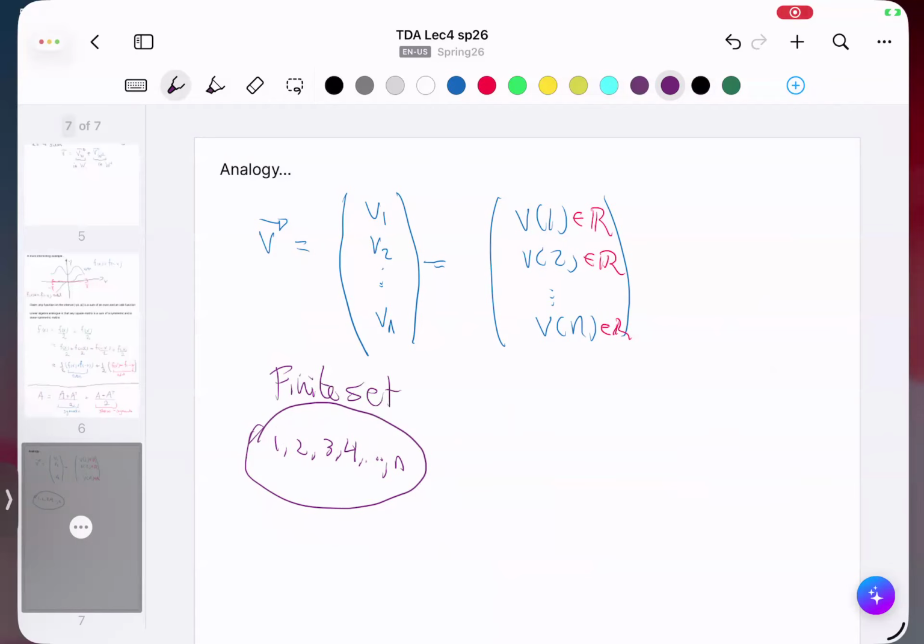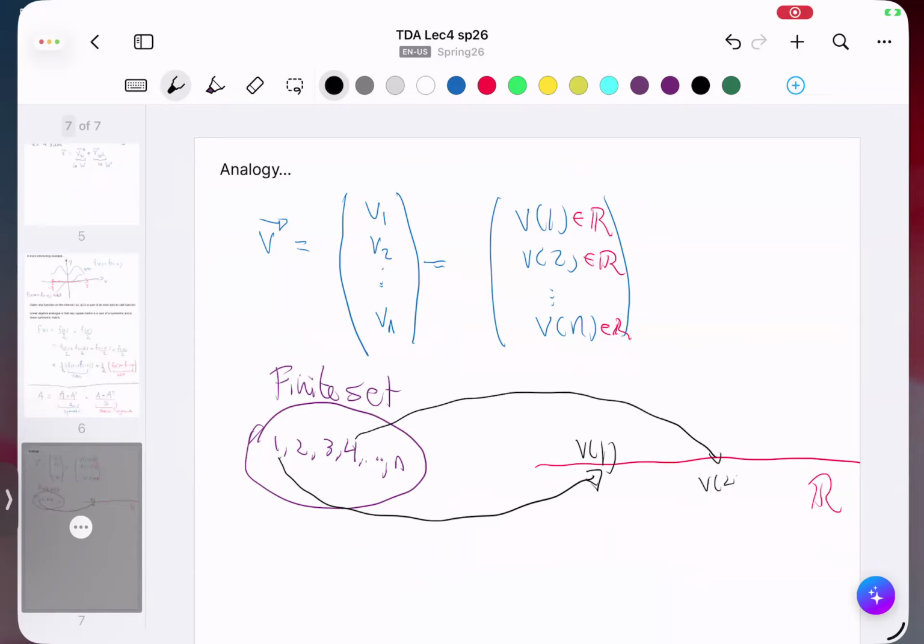And you have the number line here, right? And I asked you, what is a function from this finite set into the number line? A function is just an assignment of a number to each of these elements, right? So the number 1 has to go somewhere, which you call v of 1. This is v of 1. The number 4 has to go somewhere, which you would call v of 4. The number n has to go somewhere, which you would call v of n, right?